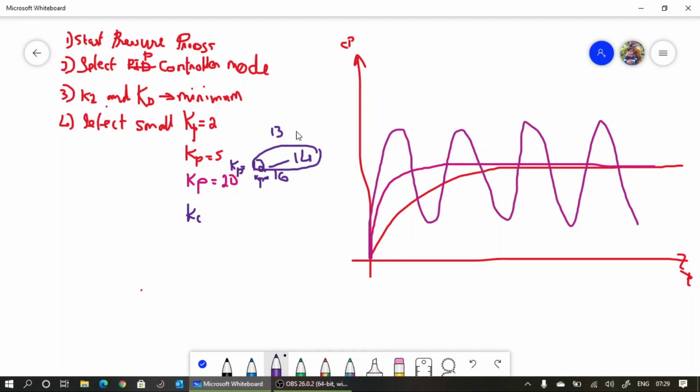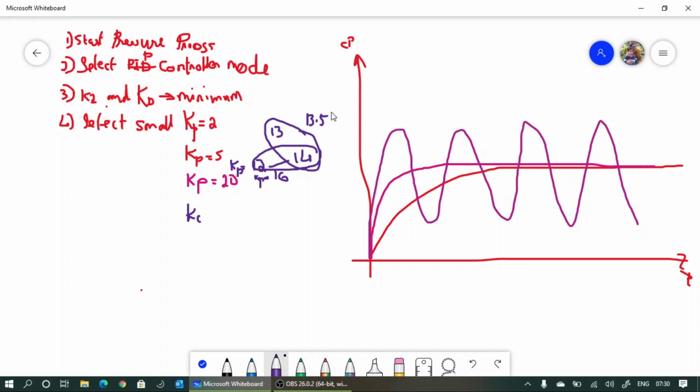Now corresponding to 13, if there is no sustained oscillation, then what is the thing? Corresponding to 13 there is no sustained oscillation, corresponding to 14 we have sustained oscillation. So we have to take these 2 points. Now what is the middle point? 13 and 14, that is 13.5 is the middle point. Now by using 13.5 we have to run the process.